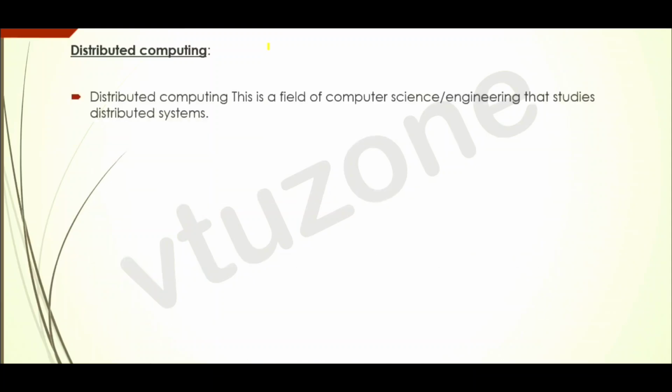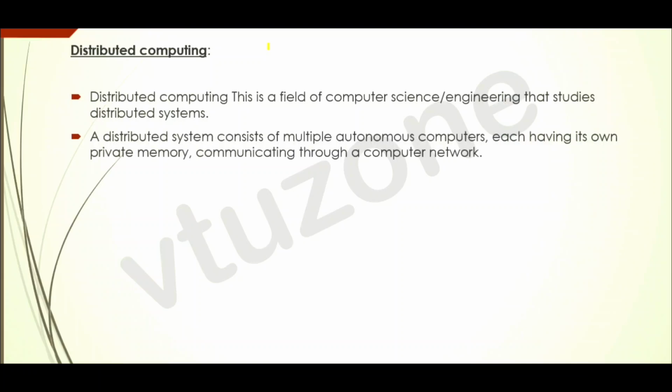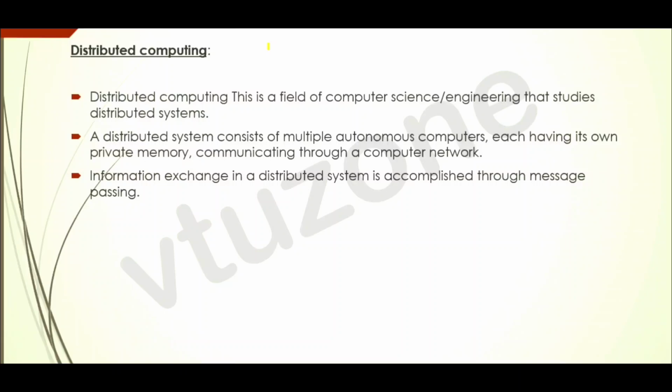The next is distributed computing. So distributed computing is a branch of computer science that focuses on how multiple computers work together as a system. Then the next point is a distributed system is made up of many independent computers, each with its own memory, and they communicate over a network. These computers share information by sending messages to each other over the internet.